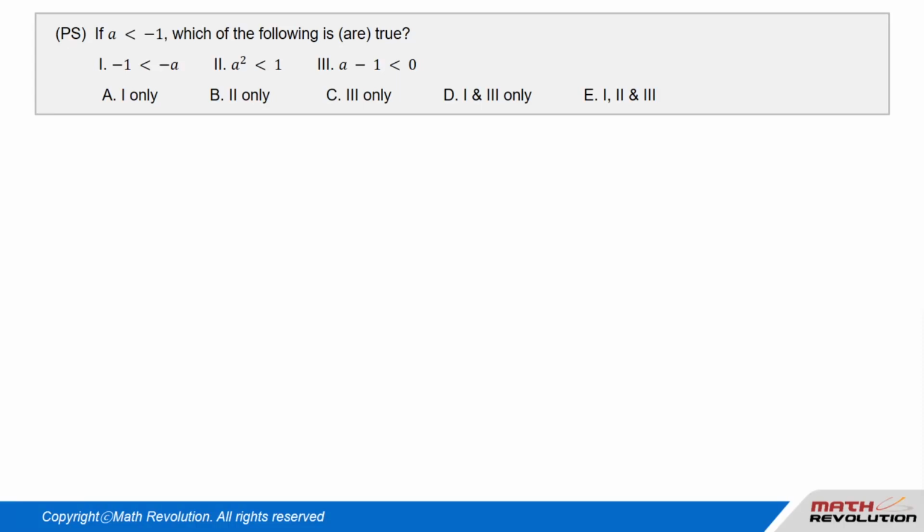Question. If a is smaller than -1, which of the following is or are true? Option 1. -1 is smaller than -a. Option 2. a squared is smaller than 1. Option 3. a minus 1 is smaller than 0.